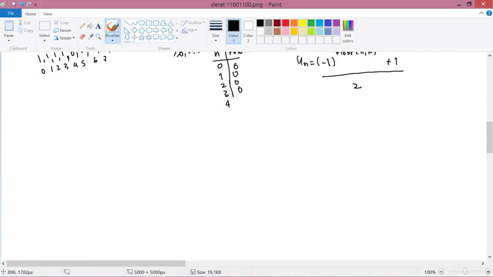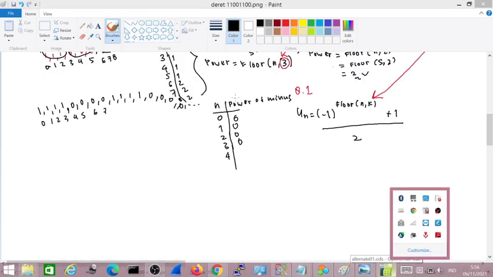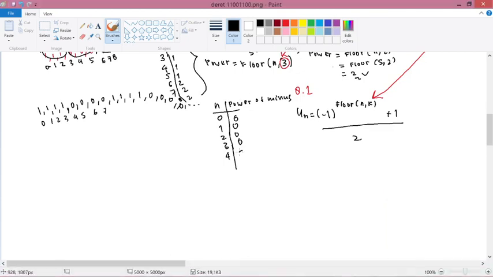And 4 is 1, and 5 is 1, 6 is 1, 7 is 1, and 8 is 2, 9 is 2, 10 is 2, and 11 is 2, 12 is 3.